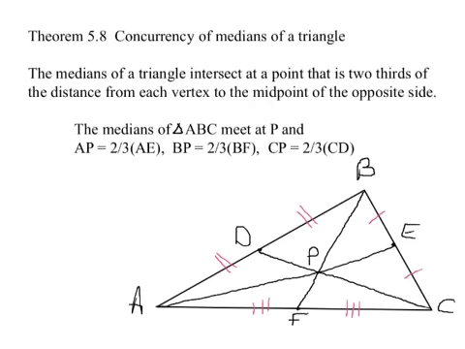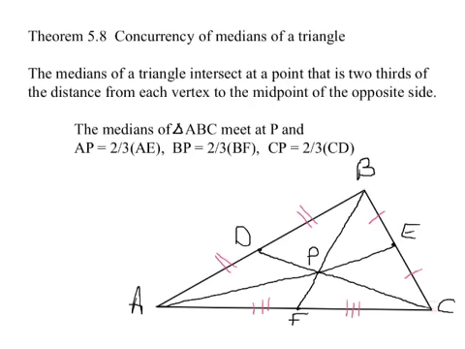Okay, let's look at that again. The medians of ABC, I drew in the medians, and we said the definition was I go from a vertex to the middle of the segment across from it. So I went from C to halfway in between AB, from vertex B to halfway in between AC, from vertex A to halfway in between BC.